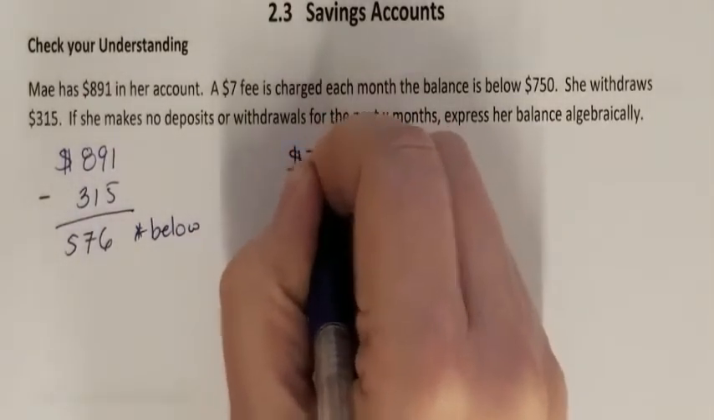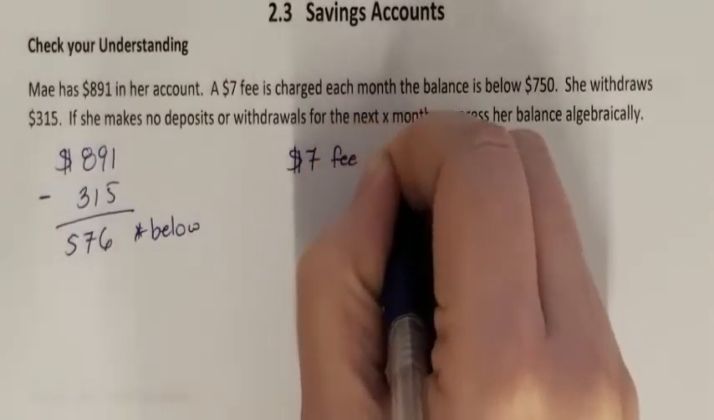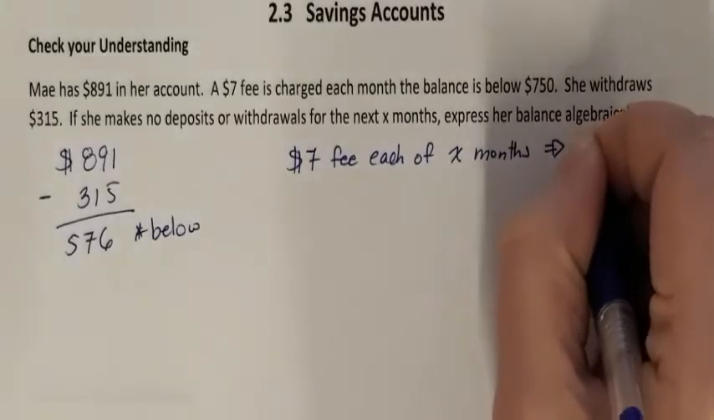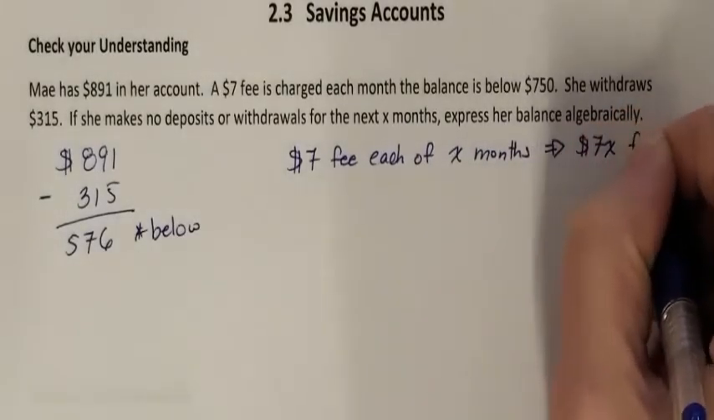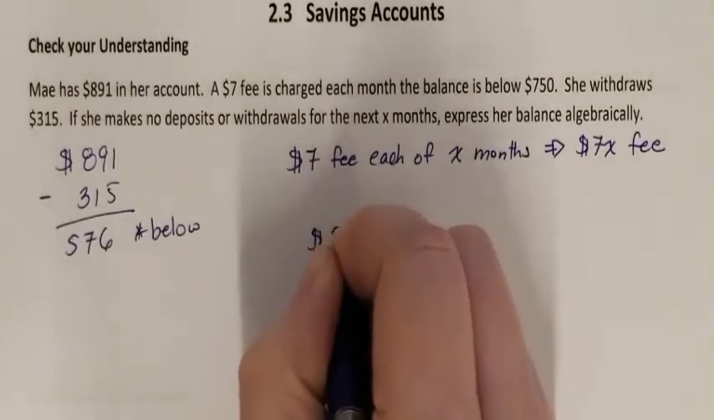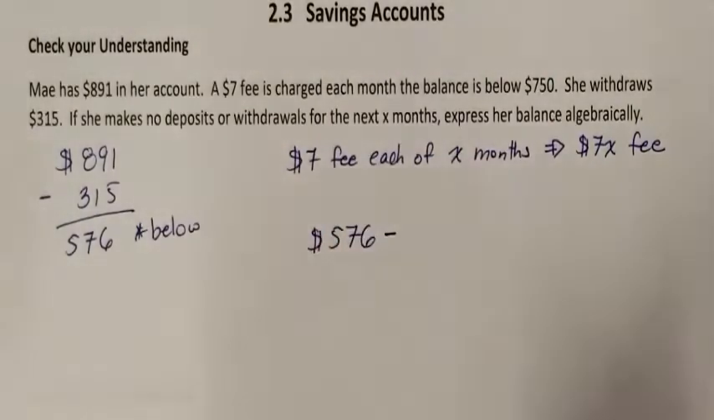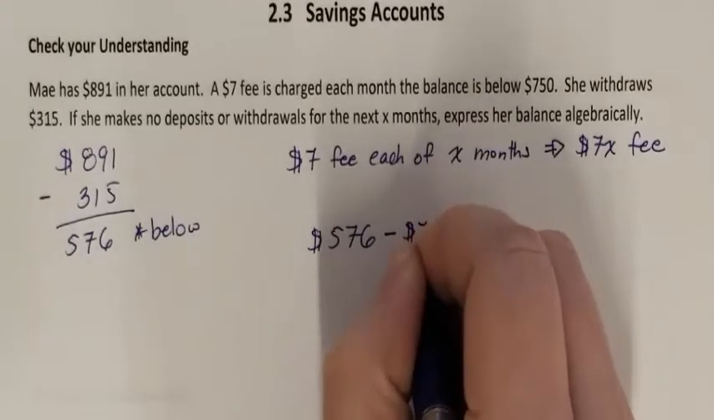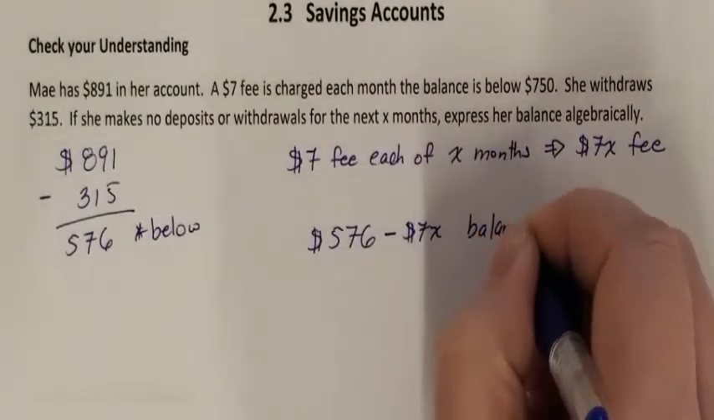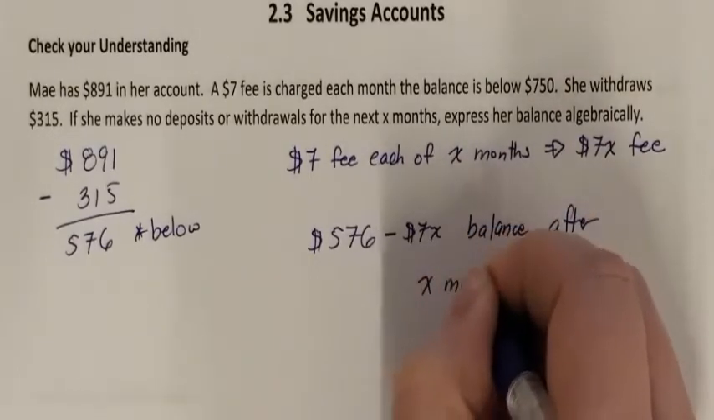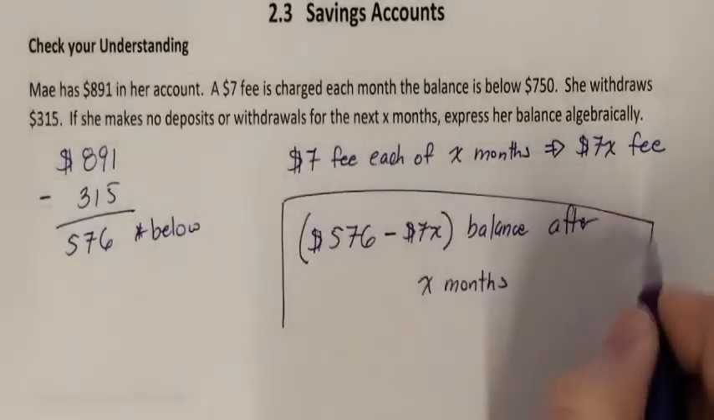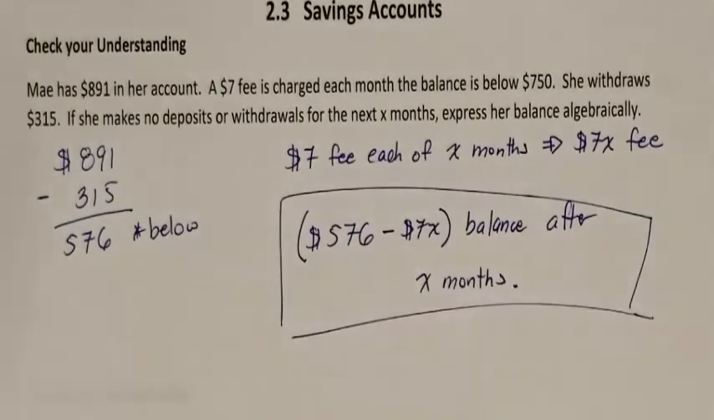So she gets a $7 fee each of the X months, which totals a $7X fee. So this is how much she currently has. She currently has $576, but they're going to have to take out 7 times X of her fee. This is her balance after X months. And let's put this in a parenthesis so you know that entire thing is the whole answer and don't mix it up in our sentence.